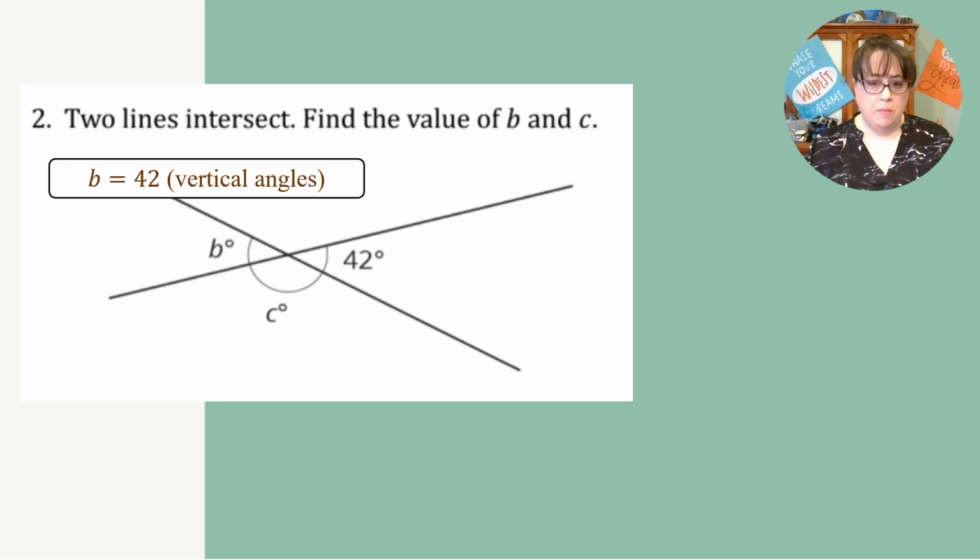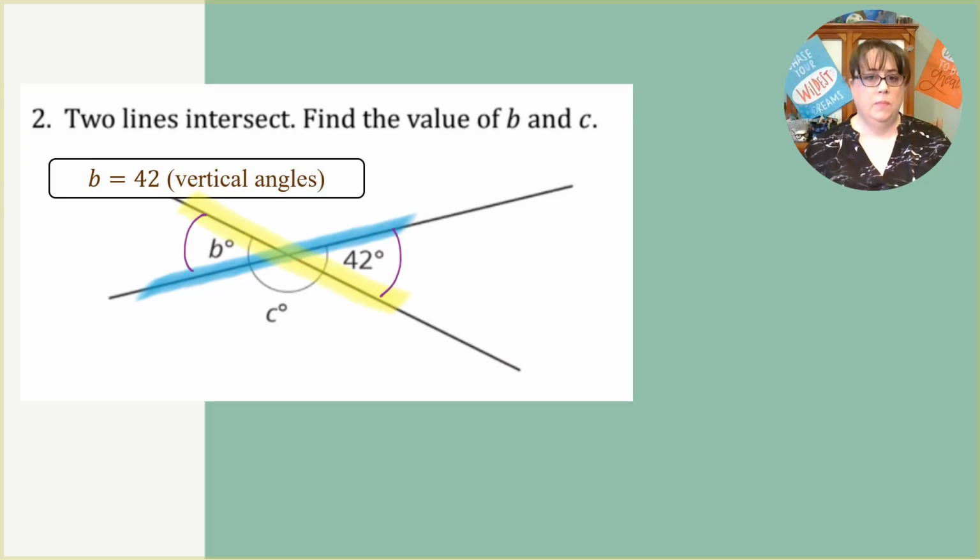If we remember, when you have two lines that intersect, like there's one and here's one, then you can say you have vertical angles. So B was equal to 42 by vertical angles. Now let's go find out what C is.